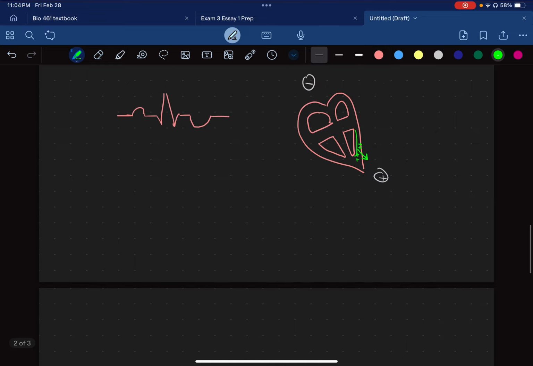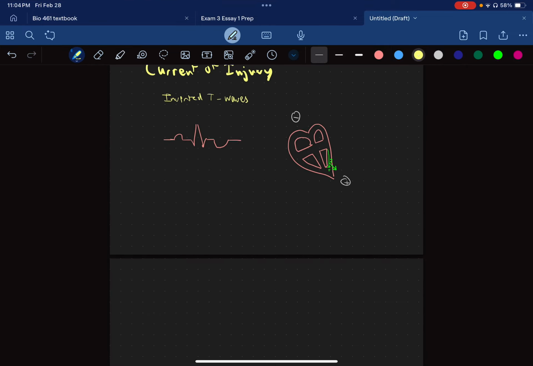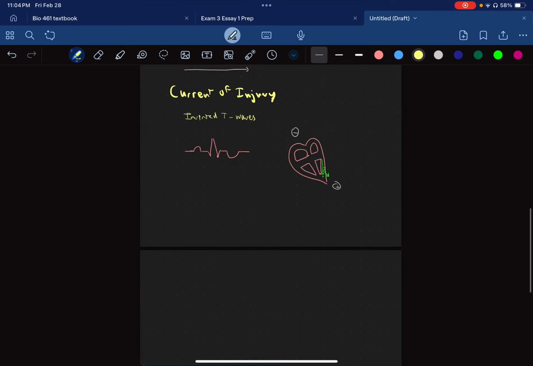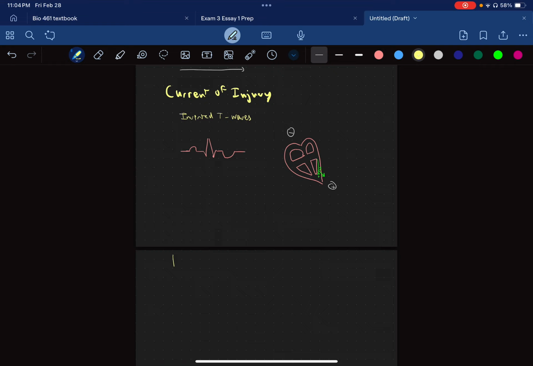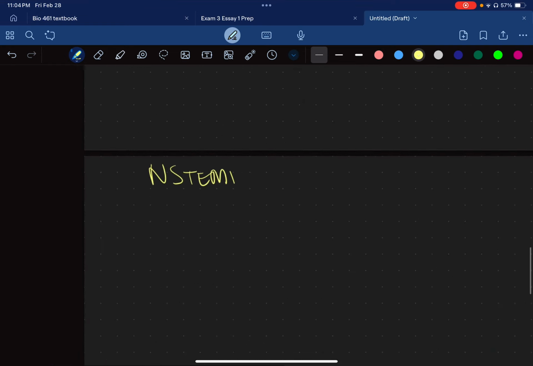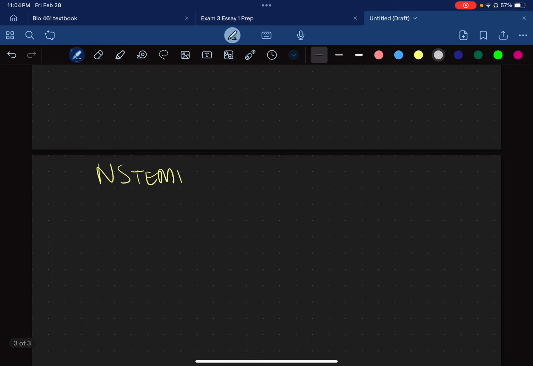Now, what happens if the hypoxia gets worse and our cells start not being able to repolarize? Well, that's where something called NSTEMI and STEMI come in. So let's just draw the EKG for an NSTEMI and see how it is compared to a normal EKG wave. So, sorry.